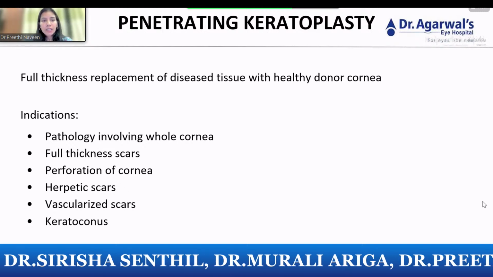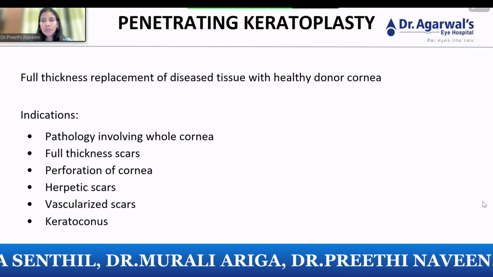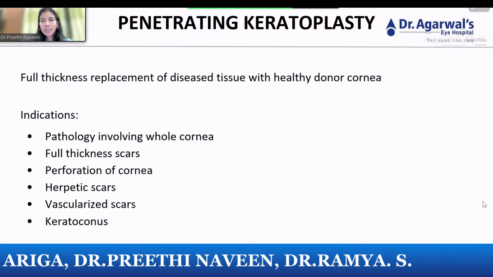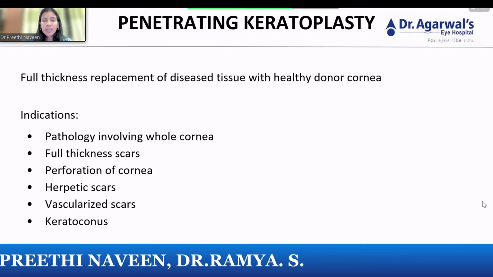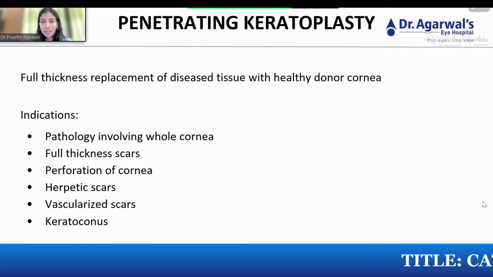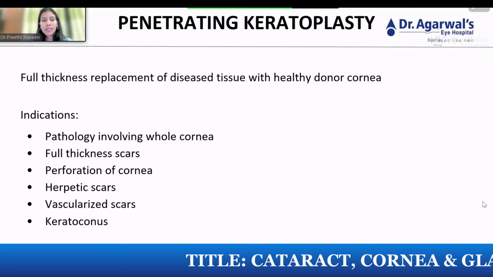So what are the indications? Any pathology which involves the entire cornea, all the layers of the cornea, like full thickness scars. If there is a perforation which cannot be sealed by glue or a Tenon's graft or any other procedure, then we go in for a full thickness transplant. Herpetic scars, again, depending on the thickness and the depth of the scar. And vascularized scars and keratoconus.